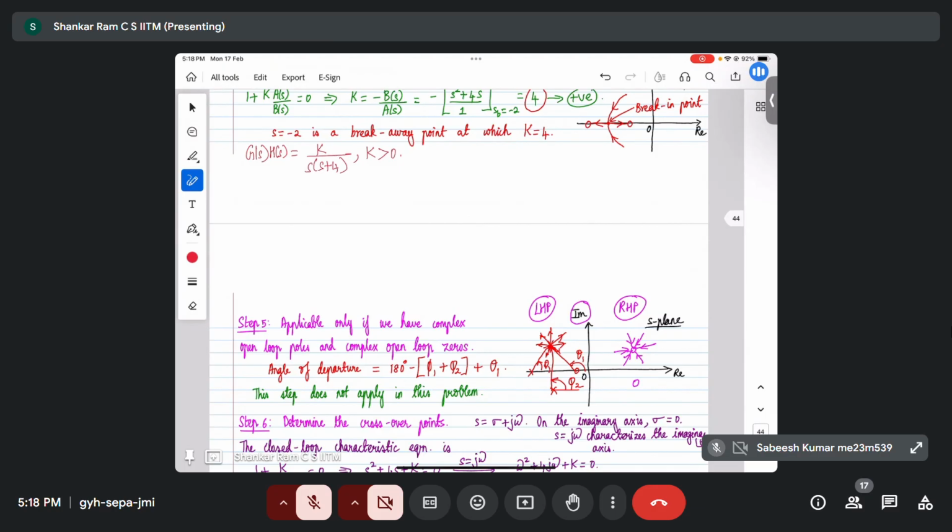So in such a case, if we encounter such a problem, we can just write that this step does not apply to this problem. Okay. But then we are learning the general concepts. So let's figure out why this is the case.